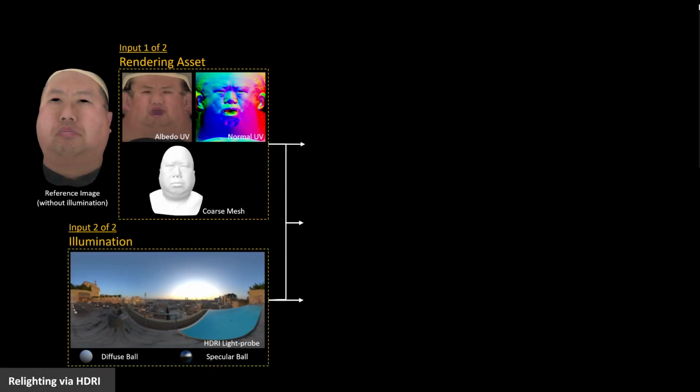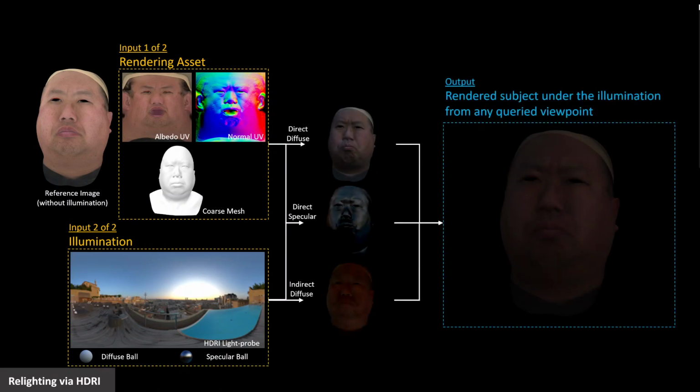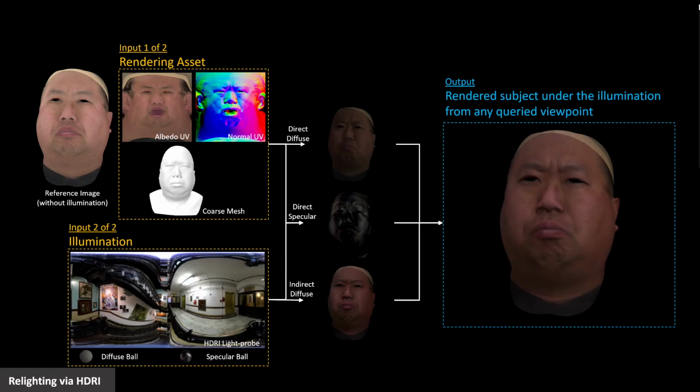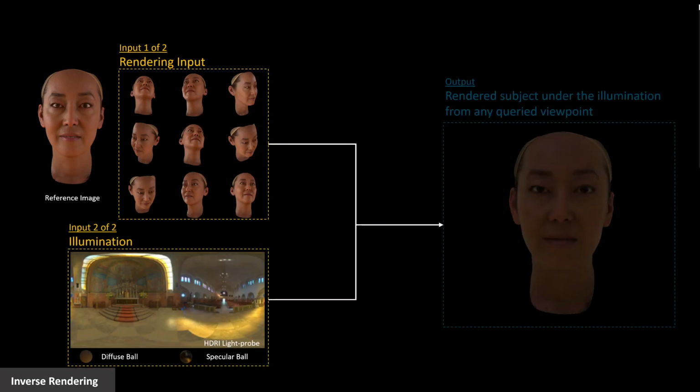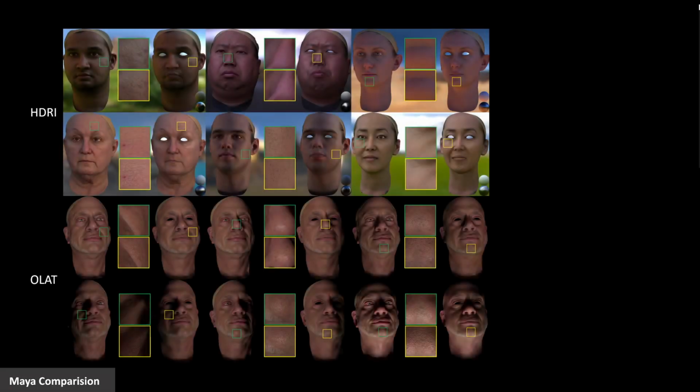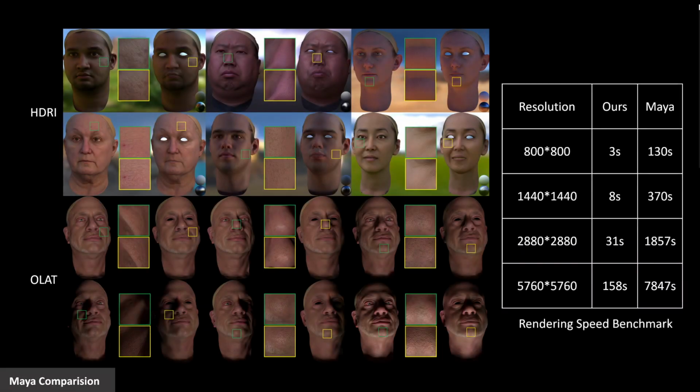Here we show some results from our rendering pipeline. For any target to be rendered, given the rendering asset and the target illumination, our pipeline can render a photorealistic image queried from any viewpoint. We also show inverse rendering, where we have an extra module for density field prediction. We conduct a comparison between our rendering results and those of Maya, an industrial-level rendering engine. While preserving the same high-fidelity rendering quality, our method demonstrated an impressive 48 times increase in rendering speed.